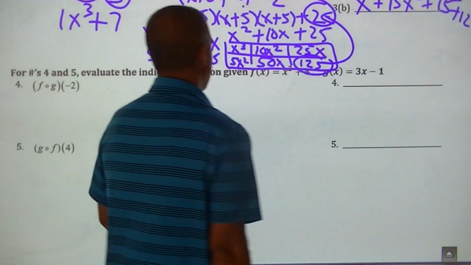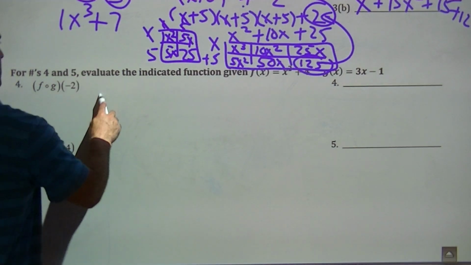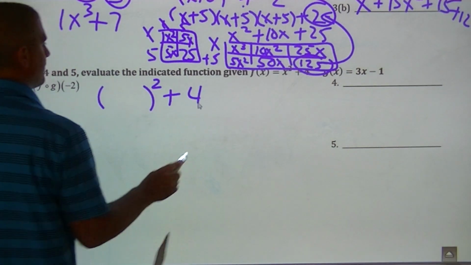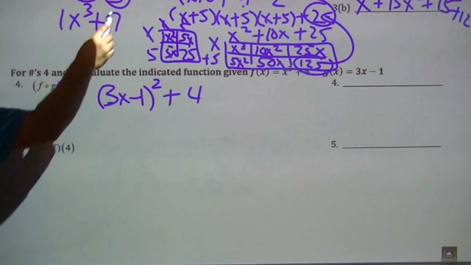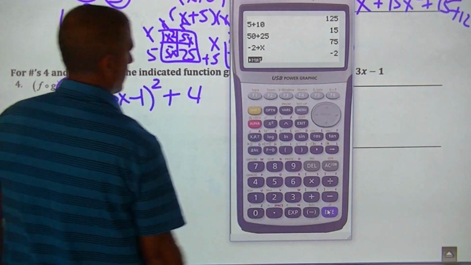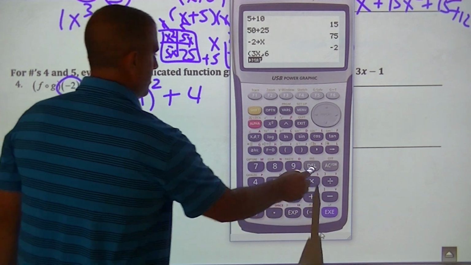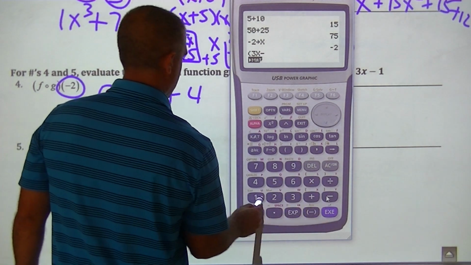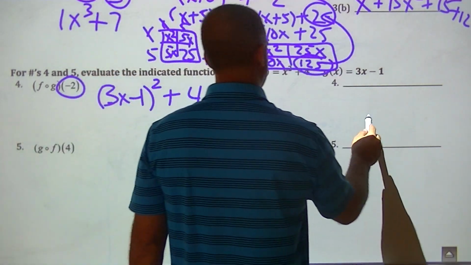Okay? All right. So they want us to evaluate f of g of x. So I start with the f function. I'm going to put in the g function. Now, when they put this -2, all you got to do is evaluate it. Okay, -2 for x, and then 3x minus 1 squared plus 4. I get 53.